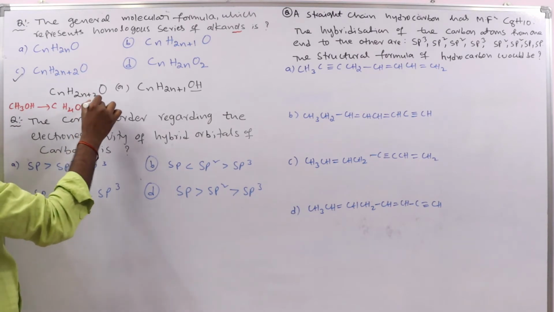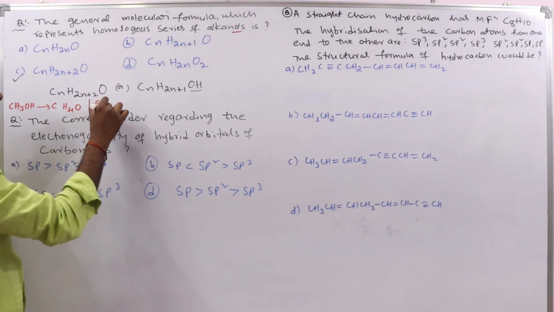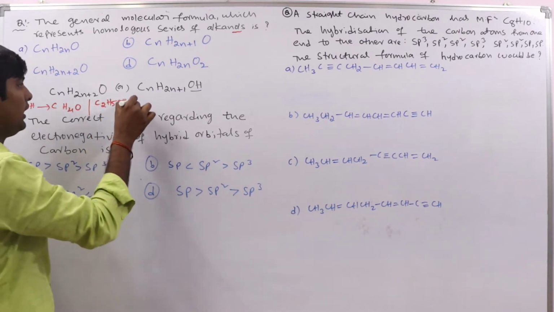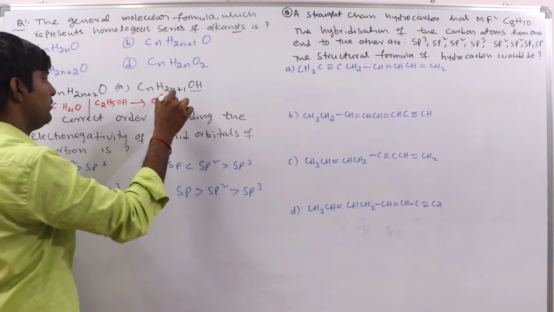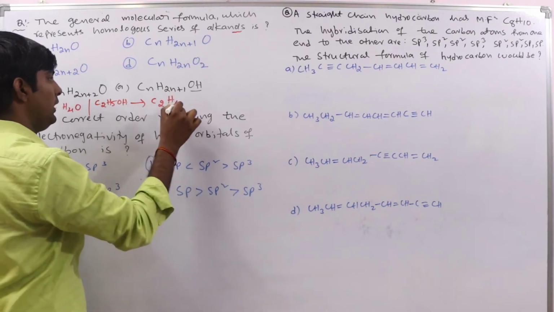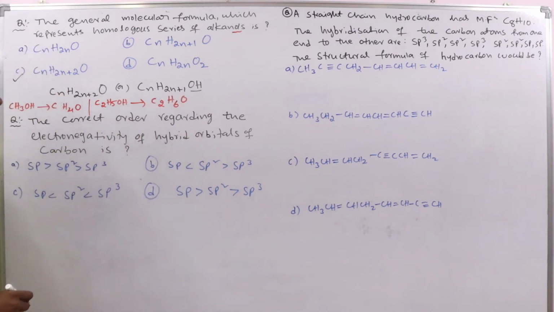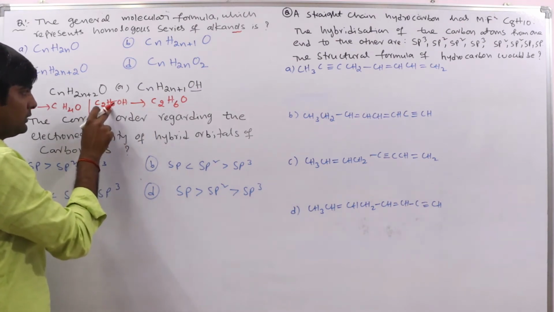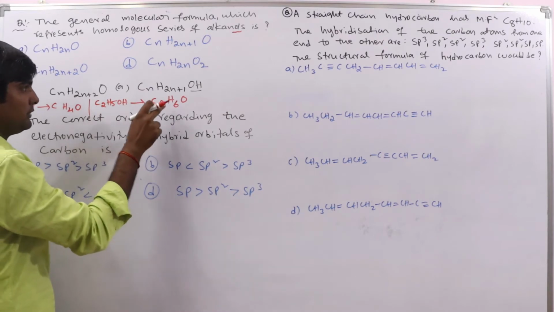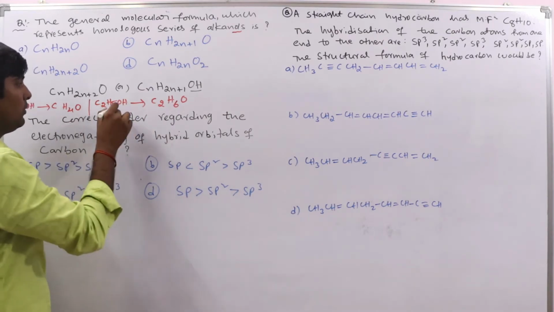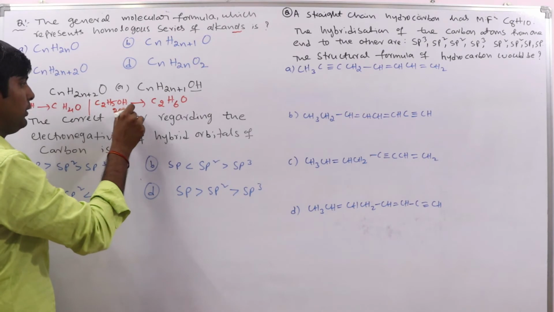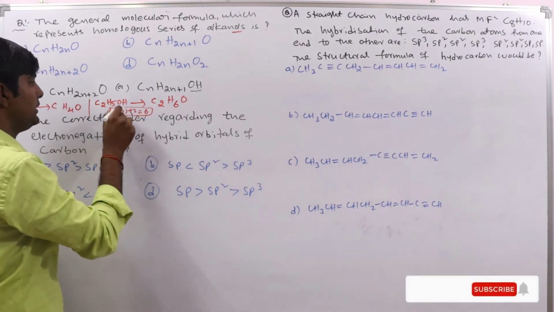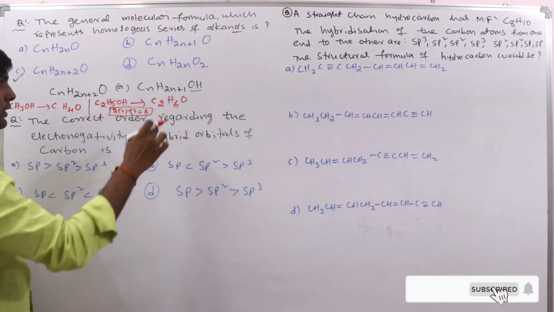Another example I will write here. Suppose we have C2H5OH, ethyl alcohol. See here, C2H6O. So C2H6O: 2 carbons and 6 hydrogens. See, 5 plus 1, 6 hydrogens. 2 into 2 plus 2, how much? 2 into 2, 4 plus 2, 6. So like this we got C2H6O.